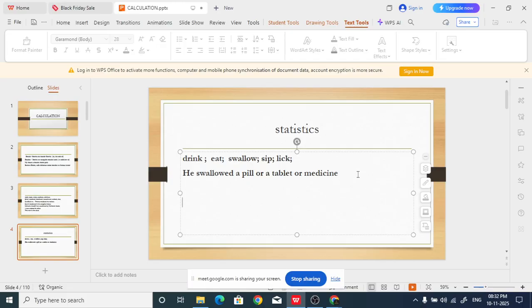Palak, are you there? Okay, I think she's not there. So we'll see some other thing. So what are the related words to this?